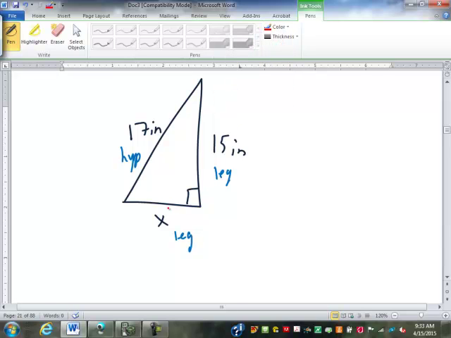So those are A and B. It doesn't matter which one's which. And then, of course, the hypotenuse is always C. So in this case, A is x. So x squared plus B is 15, so 15 squared equals C, which is 17, so 17 squared.